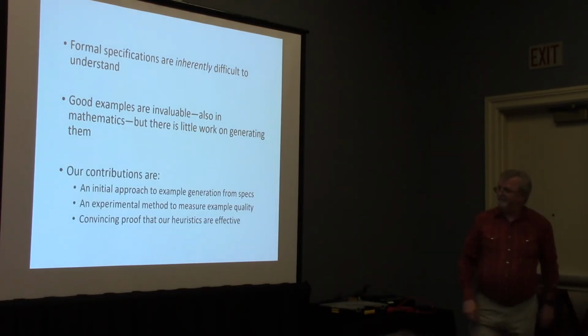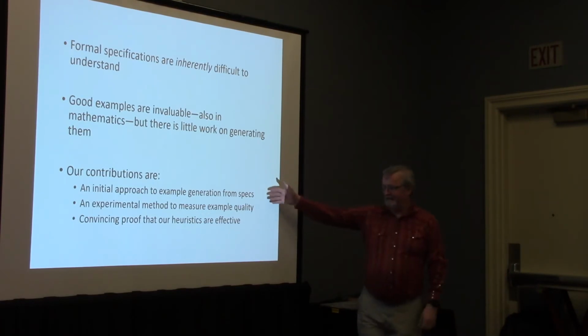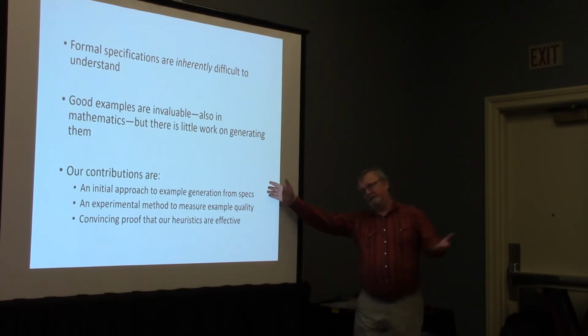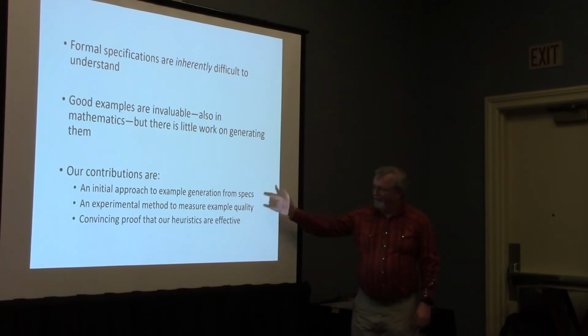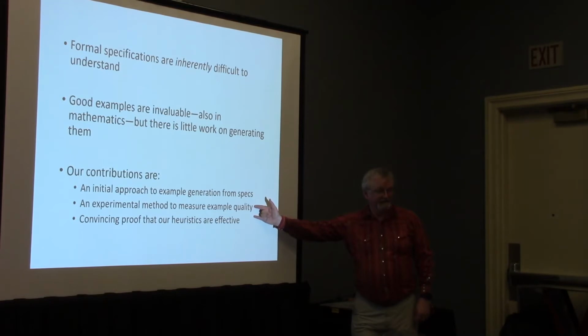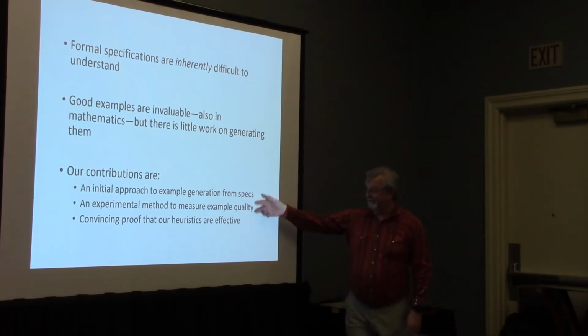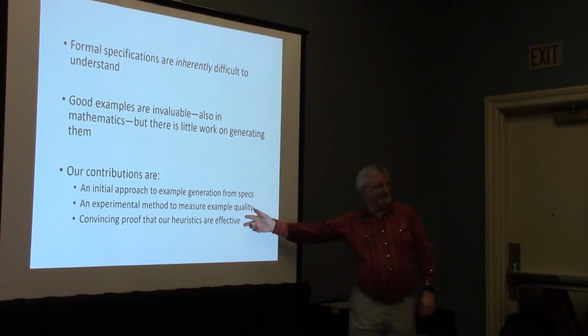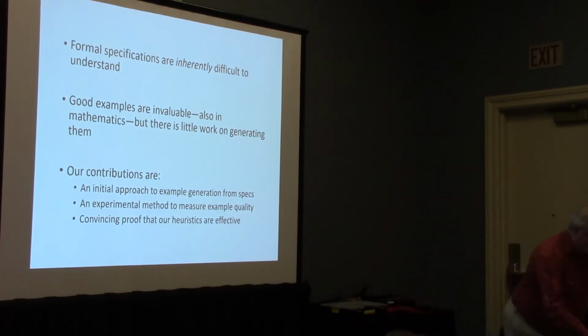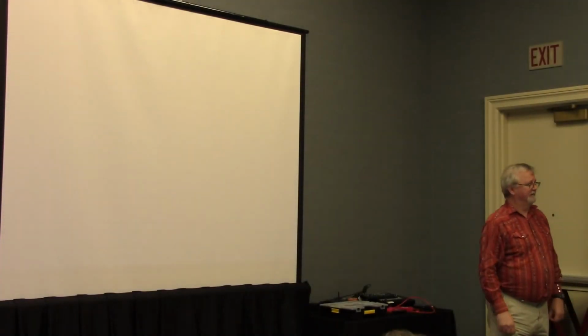So what do I think is important about what we've done? Well, we found an initial approach to generating examples from formal specification. I'm sure a lot more work will be needed, but we have an initial idea. We have a method of measuring how well we've improved people's understanding, and to begin with, it wasn't at all obvious how to do that. So I think that's also a contribution of our work. And then finally, we've applied the method to our initial approach, and we have convincing proof that the heuristics really do help. And that's all I've got for you.